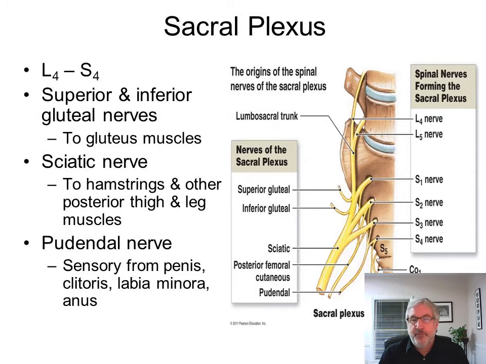Sacral plexus, back down to it, and it's innervating the gluteus muscles. Sciatic nerve does the hamstrings, and pudendal nerve doing the pelvic floor and all the stuff that's down there. And here is showing the sacrum, and so you have these sacral foramina, where the nerves are coming out. Okay, all right, next slide.